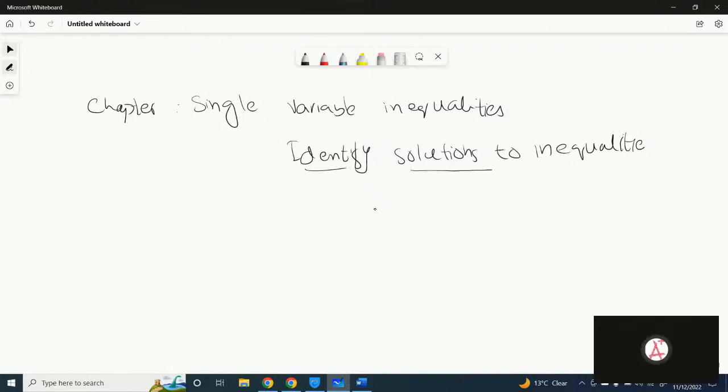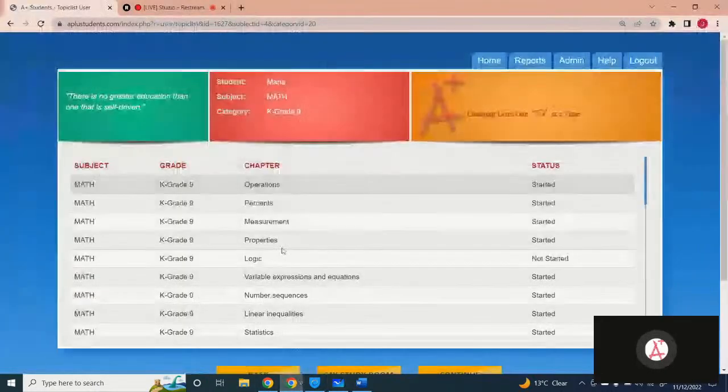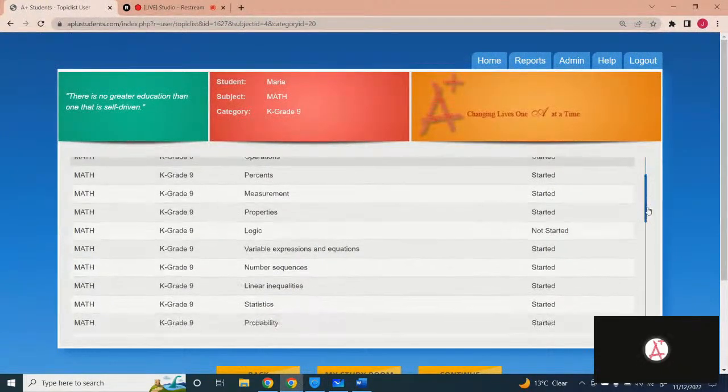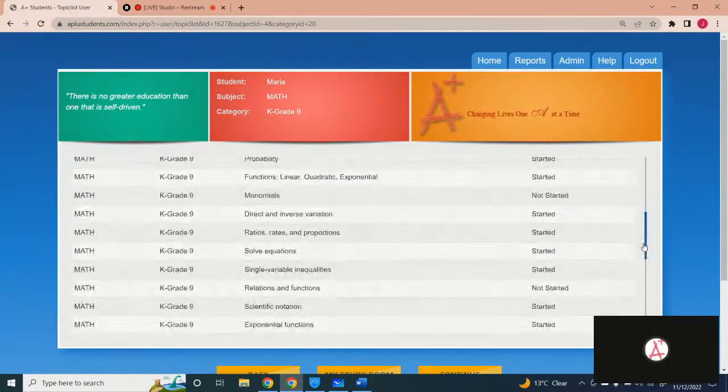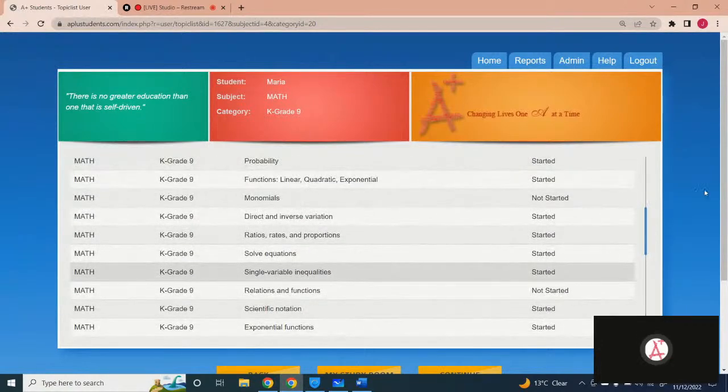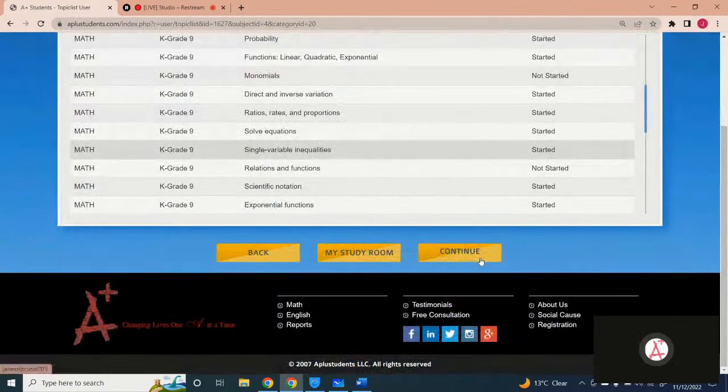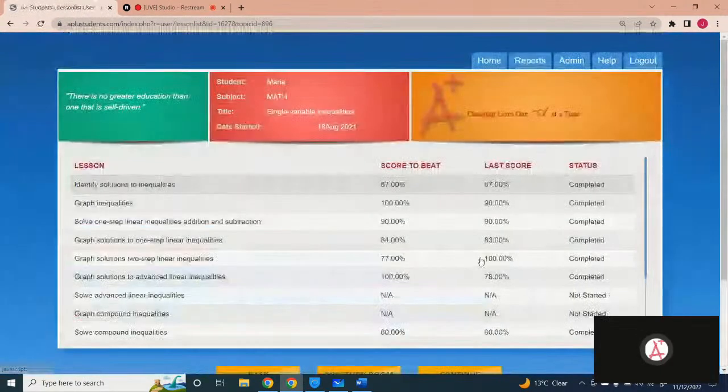Okay, let's start with the topic Identify Solutions to Inequalities. The chapter name is Single Variable Inequalities. Okay, let's start with the first topic, that is Identify Solutions to Inequalities. Let's start with the topic.